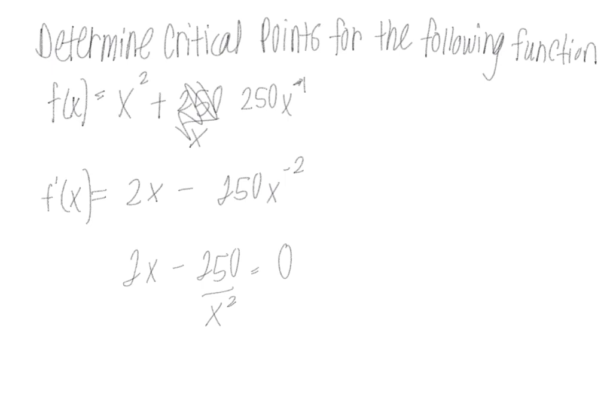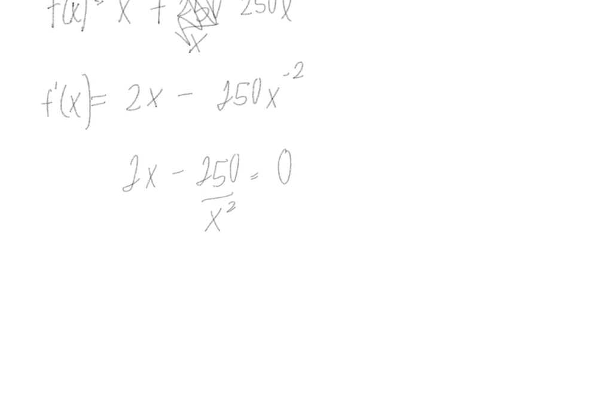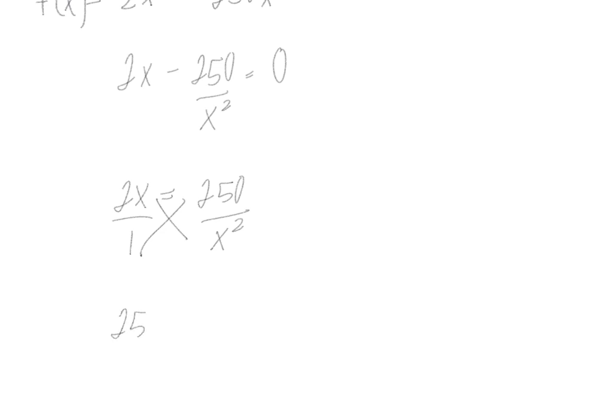And then you could say that 2x equals 250 over x squared. I can move the 250 over x squared to the other side, and I can cross multiply. I can say 1 times 250 is 250, and then I can say 2x times x squared is 2x cubed.